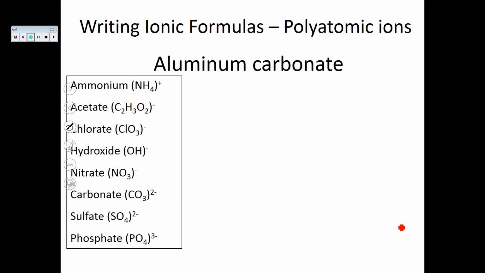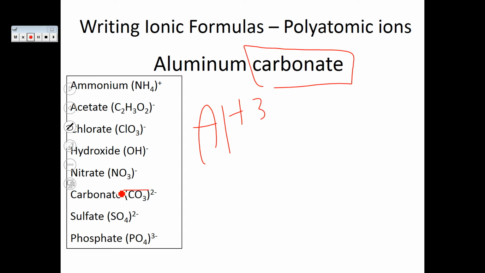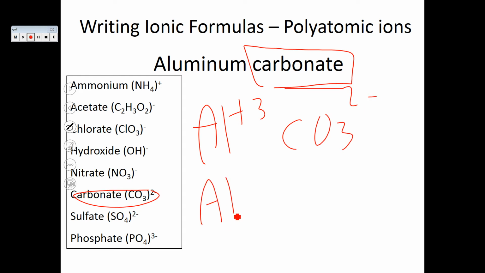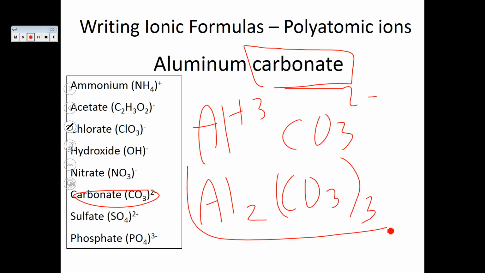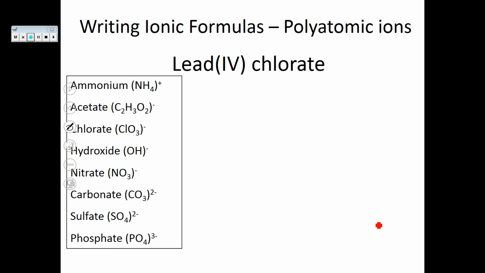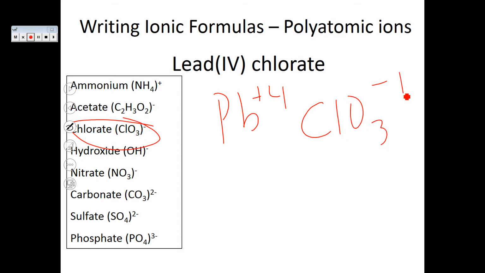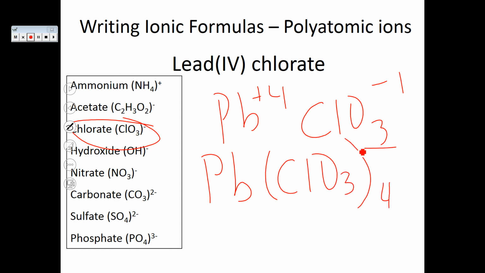Aluminum carbonate. So we have Al+3, carbonate, which is a polyatomic, is CO3 2-. This becomes Al2 parentheses CO3 3. And again, these 3s cannot simplify. Lead chlorate, Pb+4. Chlorate is over here, ClO3-1. This is Pb parentheses ClO3 4.